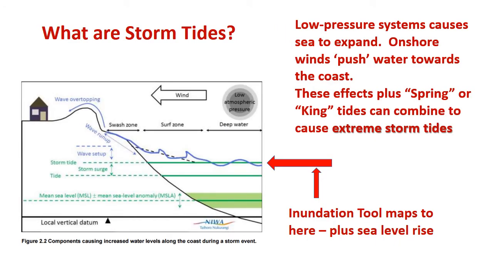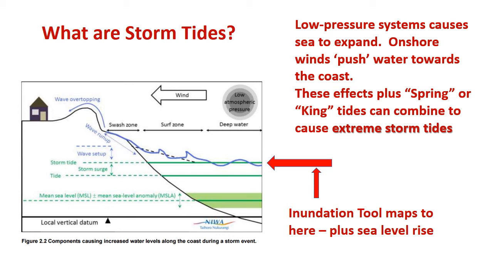Just a little slide here on storm tides, because they're quite important. So basically storm tides occur when there's a low pressure system, and that causes the seawater to expand, and then often that's accompanied by an onshore wind which pushes the water towards the coast. And if you have those effects coinciding with a spring or king tide, that's when you get the really extreme storm tides that cause serious damage.